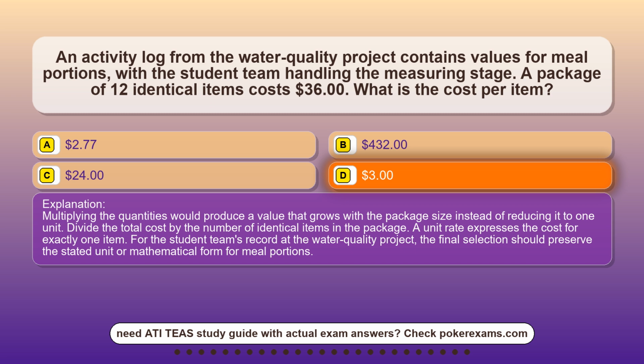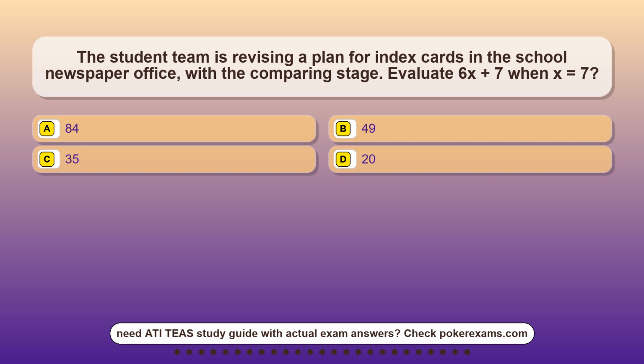For the student team's record at the water-quality project, the final selection should preserve the stated unit or mathematical form for meal portions. Question 22. The student team is revising a plan for index cards in the school newspaper office, with the comparing stage. Evaluate 6x plus 7 when x equals 7.